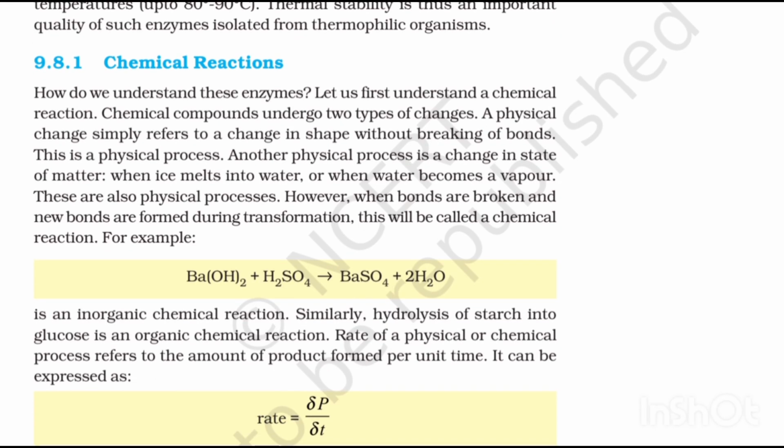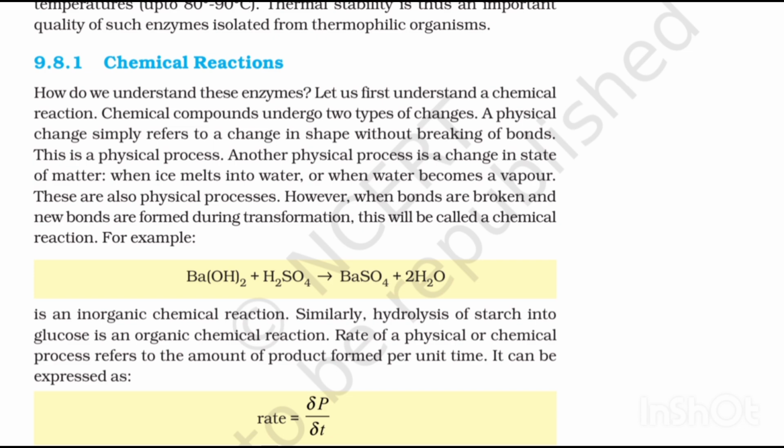For example, Ba(OH)2 plus H2SO4 gives BaSO4 plus 2H2O is an inorganic chemical reaction. Similarly, hydrolysis of starch into glucose is an organic chemical reaction.